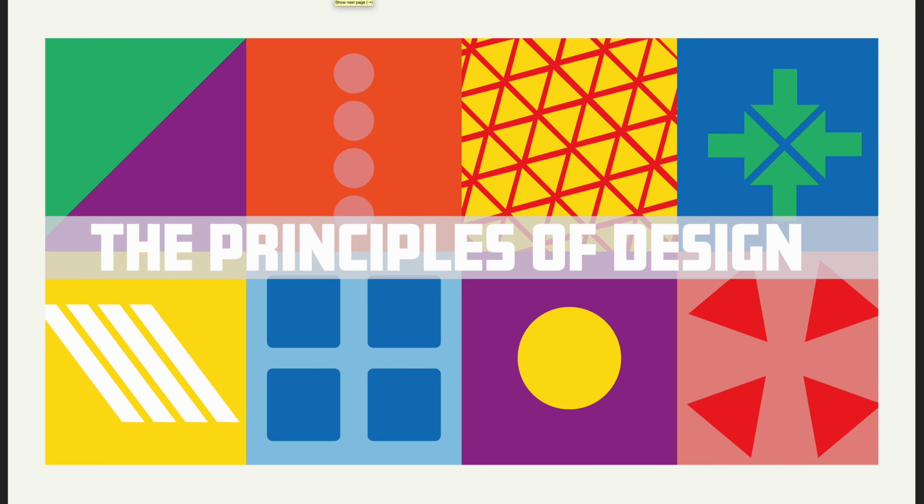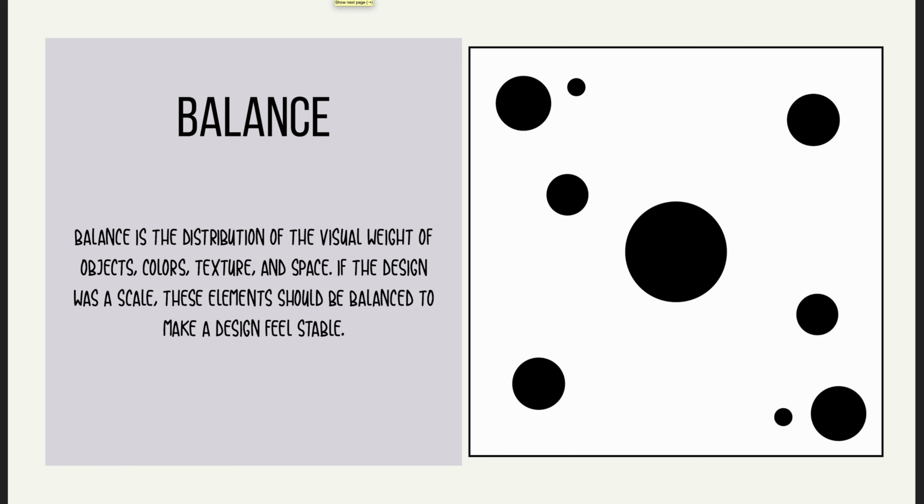So the principles of design are different principles that apply to designs based on a structure or a theme. The first one is balance. This is the distribution of the visual weight of objects, colors, texture, and space. If this design was a scale, these elements should be balanced out, at least visually, so that the design feels stable. There's not too much overloaded on the left as the right, or it's not too top heavy or bottom heavy. It's an equally balanced design, right? So that's an example of what that looks like.